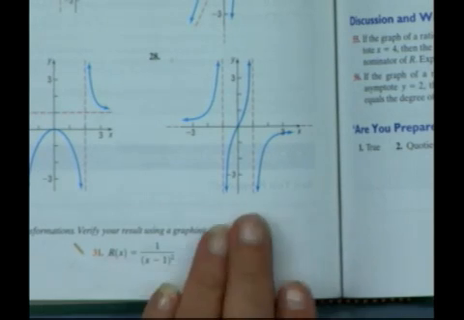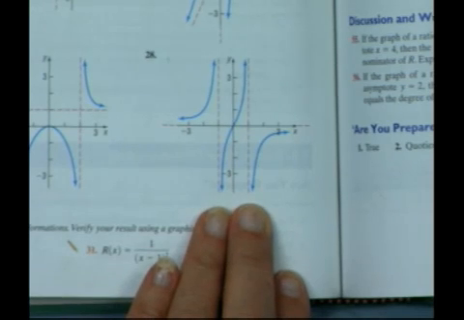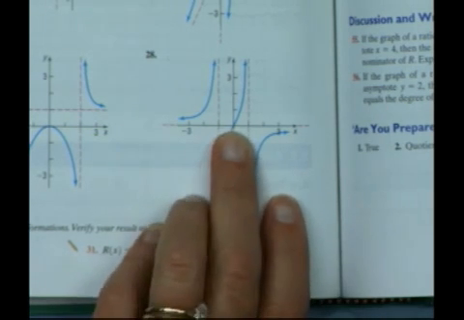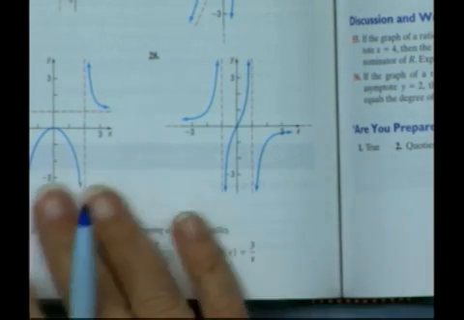What are the vertical asymptotes? x equals -1 and 1. Everybody needs to say that: x equals -1 and x equals 1. What is my horizontal asymptote? y equals 0. And you only have one intercept here at 0, 0. Is everybody good with these graphs?